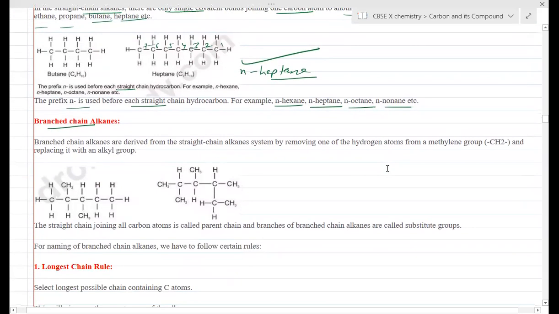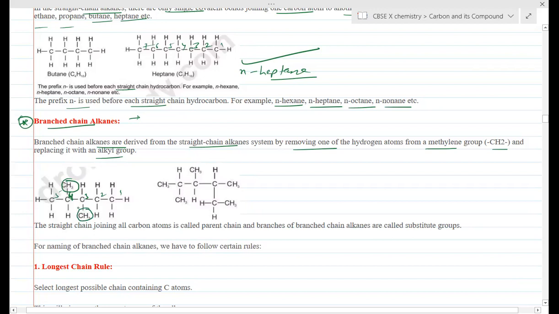Okay. Similarly, we have to know about the branch chain alkanes. Branch chain alkanes are derived from the straight chain alkane systems by removing one of the hydrogen atoms from the methylene group and replacing it with an alkyl group. For example, if you see here 1, 2, 3, 4, 5. At the 4th carbon, what happens? One hydrogen is removed and CH3 is added. Similarly, in the 3rd carbon, one hydrogen is removed and CH3 is added.